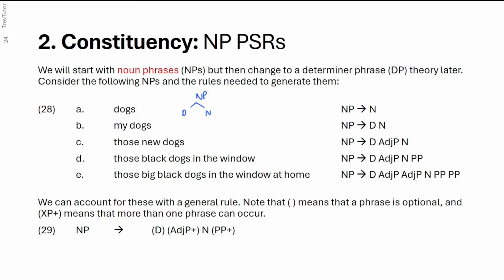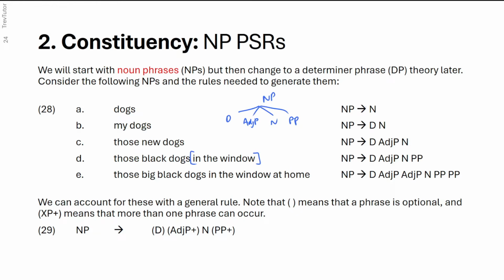We could also start putting adjectives in between the determiner and noun. So instead of saying my dogs or those dogs, we could then stick an adjective phrase in between to say those new dogs or my new dogs. And that would be represented on the right here, where an NP splits into a determiner, adjective phrase, and noun. But we can also include prepositional phrases. So those black dogs in the window, in which case we have a noun phrase branching off into four things: a determiner, an adjective phrase, a noun, and then a prepositional phrase.